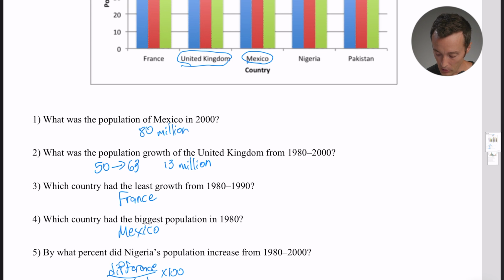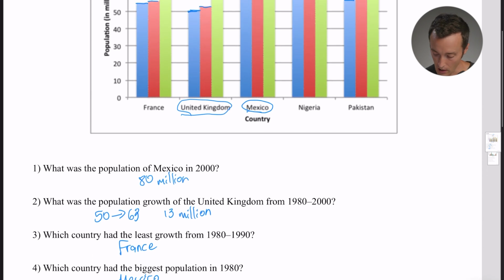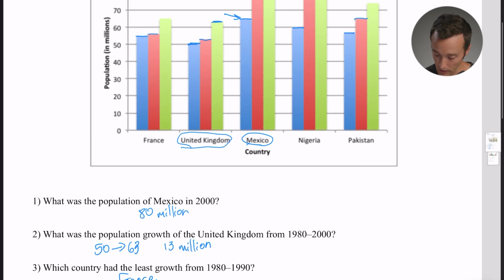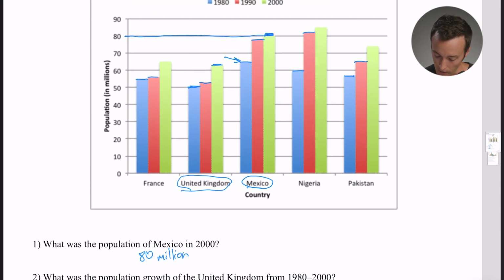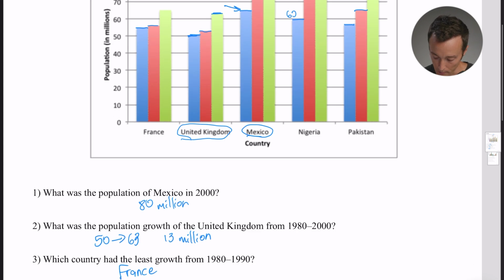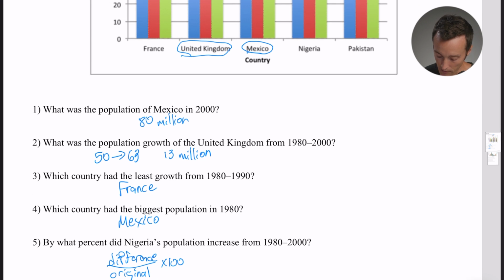What is the difference between 1980 and 2000 when we're talking about, where was it, Nigeria? Yeah, okay. So 1980 to 2000, so 1980 was 60. And let's see, 2000, this is somewhere right in between 80 and 90. I'll call that 85. Okay, so basically it went from 60 to 85. So 85 subtract 60. And then we need to divide that by whatever the original population was. So in 1980, that number, remember, was 60. Okay, and then the formula also calls for us to multiply by 100.